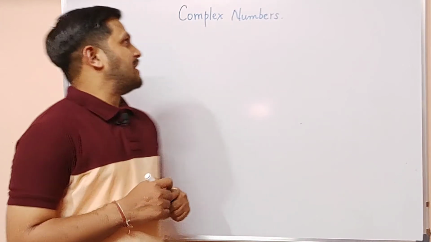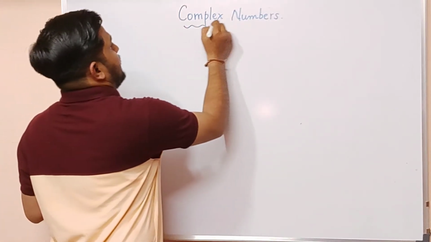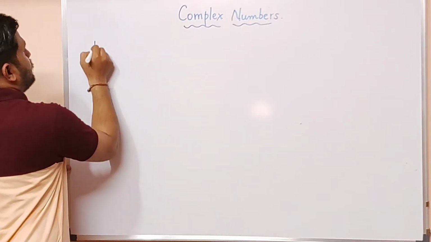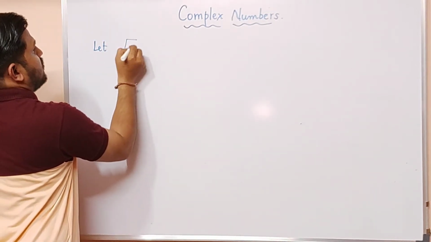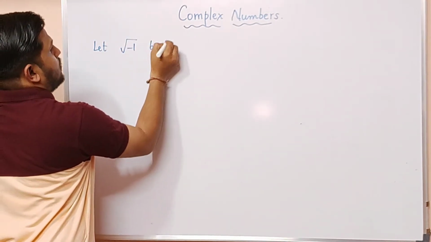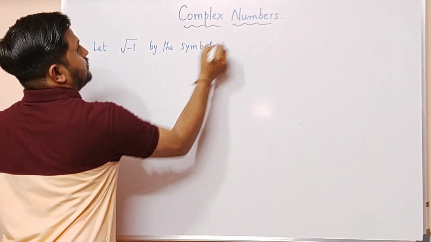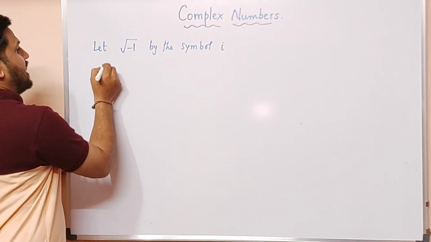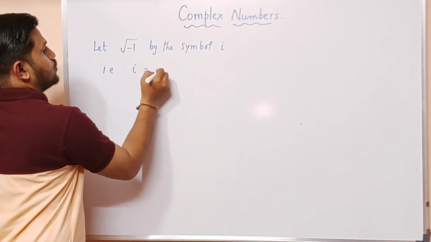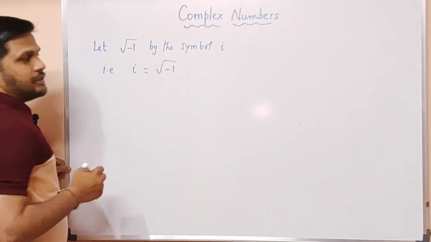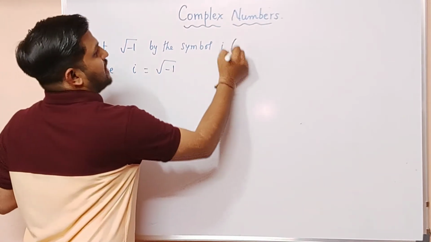So how do we denote that? Let us represent the square root of minus 1 by the symbol i. That is, I write i is equal to square root of minus 1, where i is also called iota.